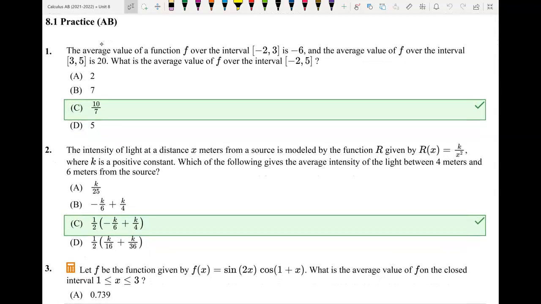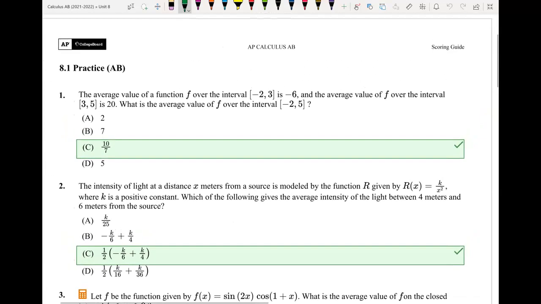Okay, so let me go ahead and set this up. Let's look at the average value for this one. So we have 1 over, this is a and b, so that'd be 3 minus -2, from -2 to 3 of our function f of x dx is equal to -6, right? Down here, this would be 1/5, correct? So that'd be 1/5.